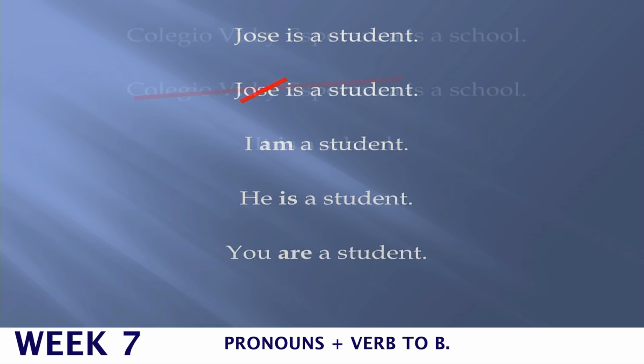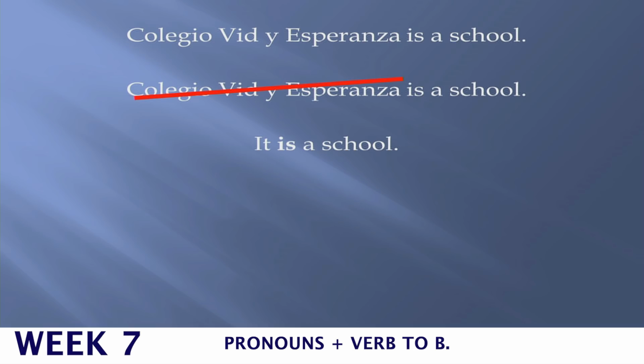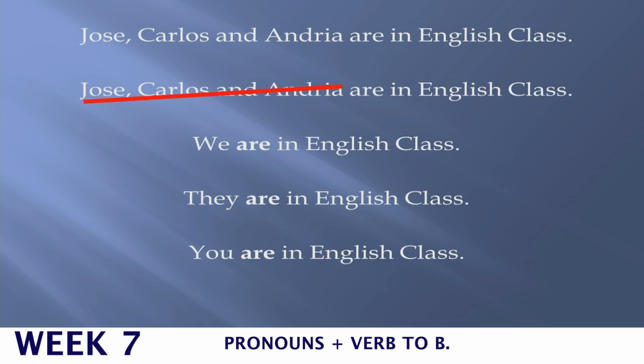Then we have Colegio Vida Esperanza is a school. We would take the complete name, that is our noun in this sentence, and we will replace it with it. It is a school. Then let's use it in the plural form. So we have Jose, Carlos, and Andrea are in English class. We would cross off the three names and we could replace it with we are in English class.